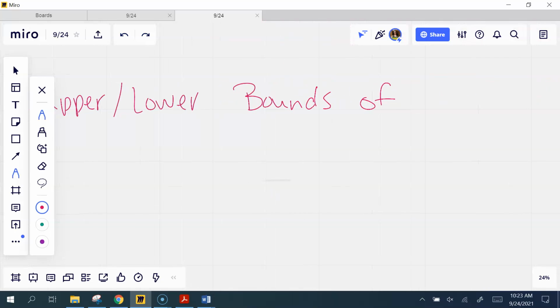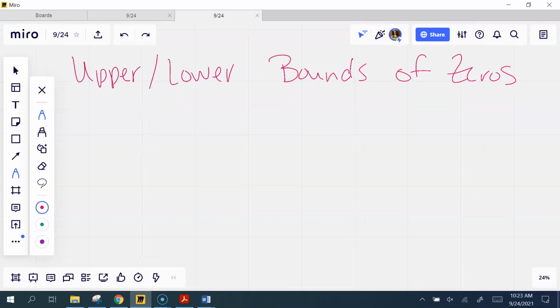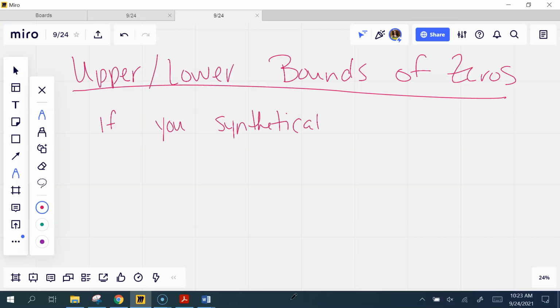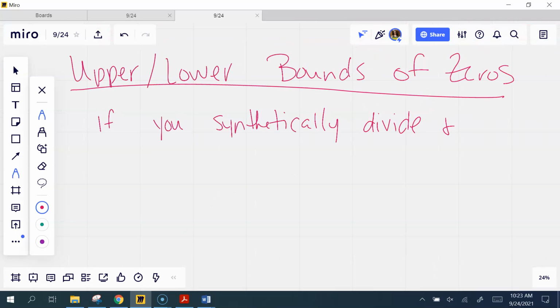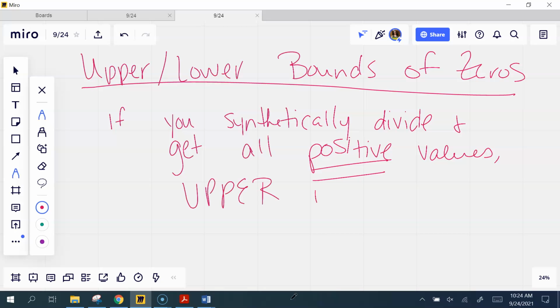Upper and lower bounds of zeros. If you synthetically divide and get all positive numbers, then it's an upper bound. And I'll show you exactly what I mean. I just want to give you the rules first.